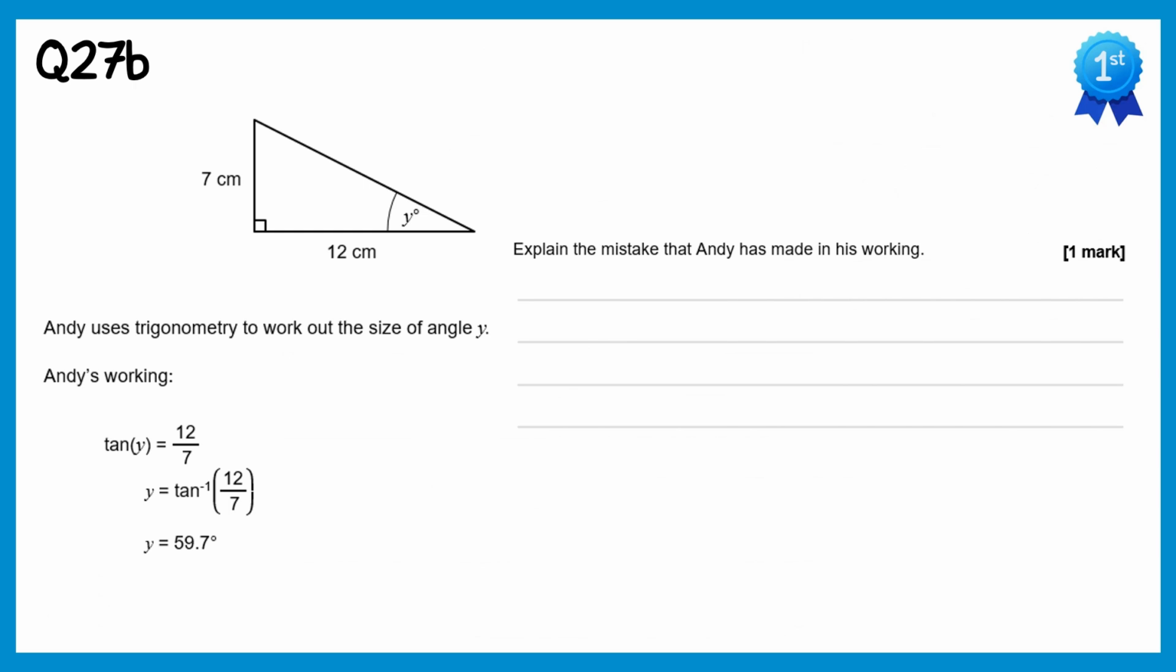In this question, we need to work out what Andy's mistake is. So let's imagine we were trying to find the angle y. We start by labelling the hypotenuse, the opposite, and the adjacent. And we end up with O and A, so we're using tan. Andy's used tan as well, so that's correct. So tan of y equals the opposite, which is 7, divided by the adjacent, which is 12.